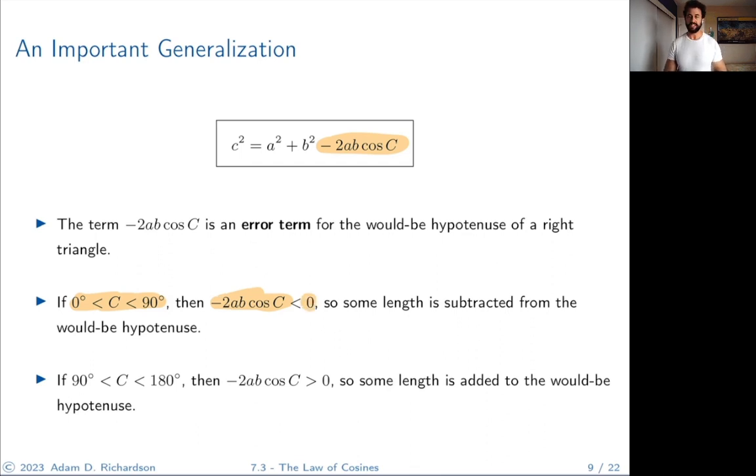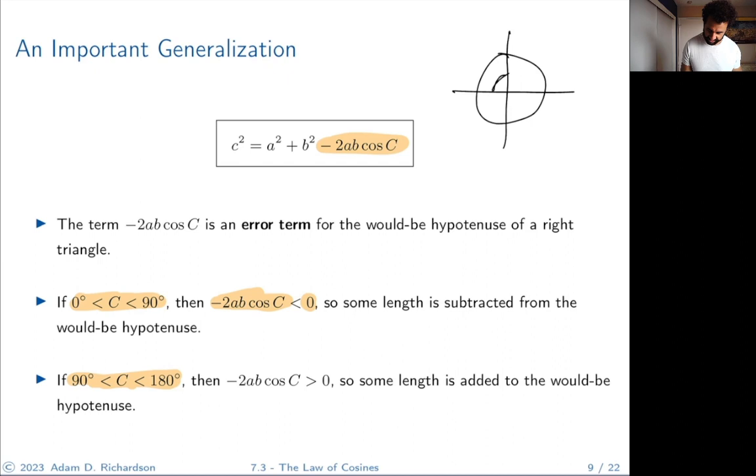Negative value. So what this does is, if that angle is less than 90 degrees, this is going to subtract some length away from the would-be hypotenuse. Now, if that angle is between 90 and 180, then cosine is negative, right? So think about the unit circle again. Always go back to the unit circle. If I'm over here in this quadrant, cosine is negative.